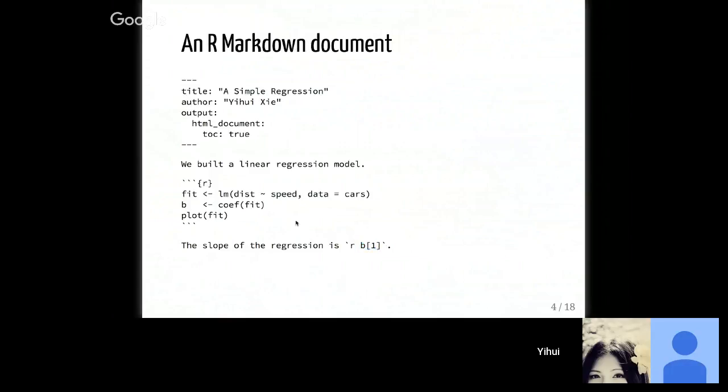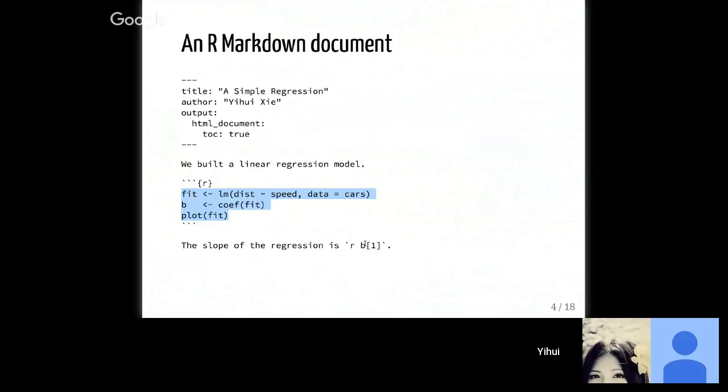In this minimal example, I have one R code chunk, which is embedded through the syntax like this: three backticks, curly braces, little r inside. That's how we start an R code chunk. And then we close this R code chunk by another three backticks. In between, we just write the R code. You can build your models and draw some graphics, do any kind of computation you want.